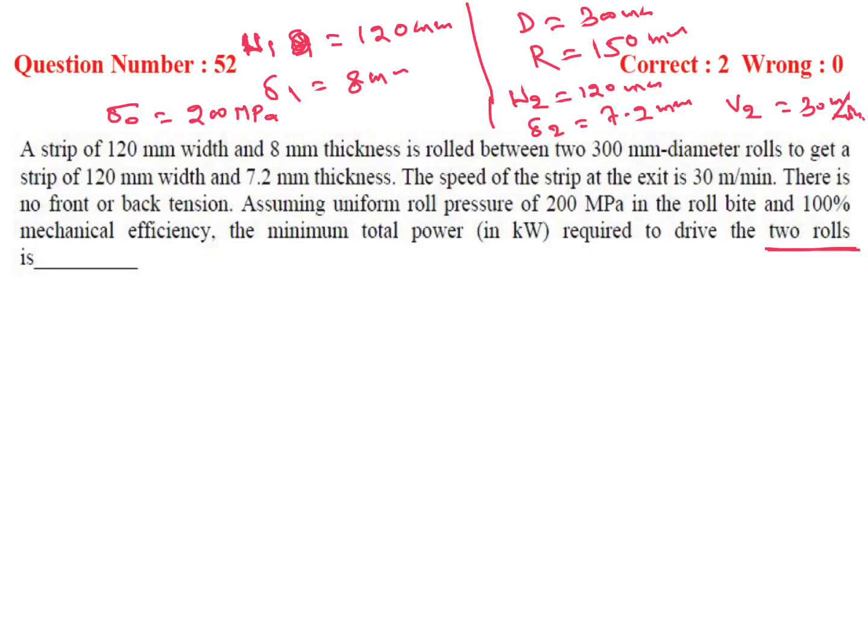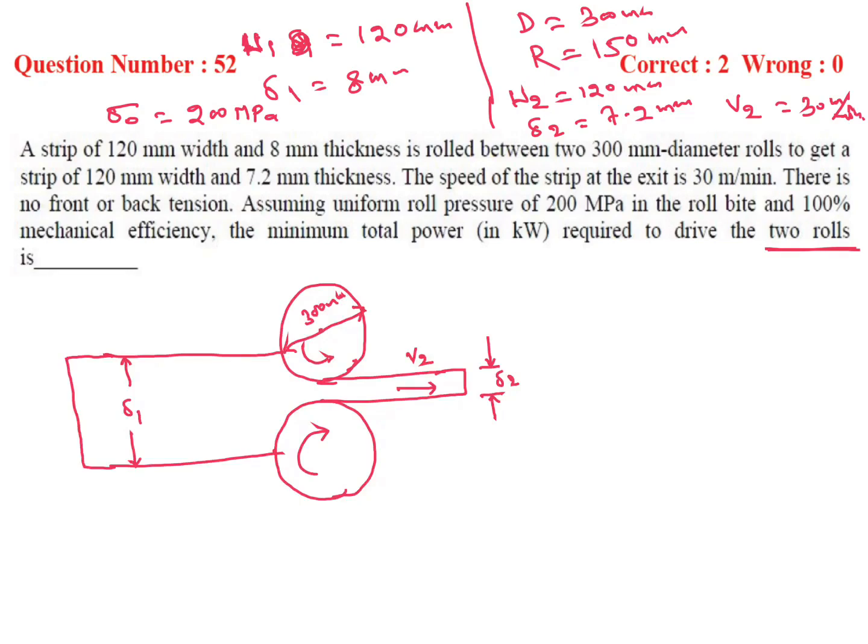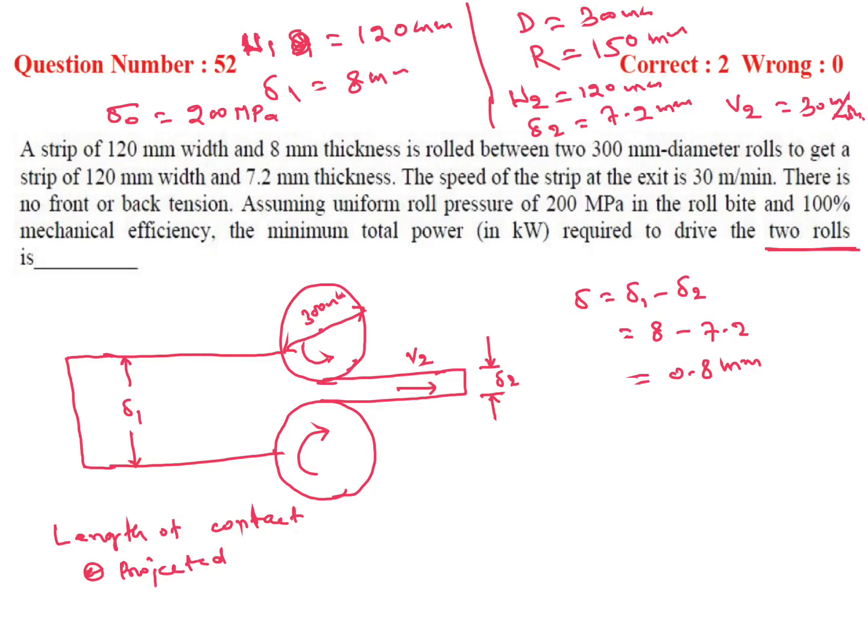We have to calculate P total. So first we have to calculate reduction in thickness. Delta is initial thickness minus final thickness. Initial thickness delta 1 is 8 minus 7.2, 0.8 mm. This is the reduction in thickness. Then length of contact, or projected length, we have to calculate. L equal to root over R delta, R is radius of roll, it's 300 by 2, it's 150, delta is 0.8, root over, so you will get 120 root over.